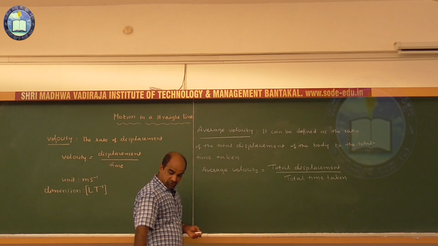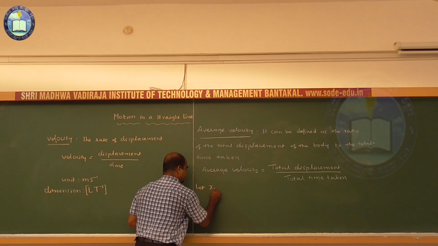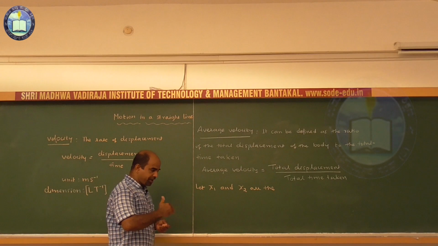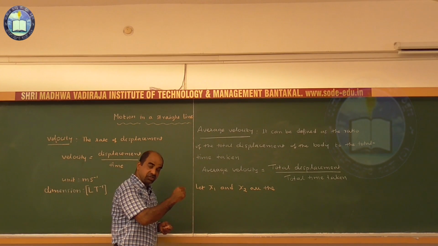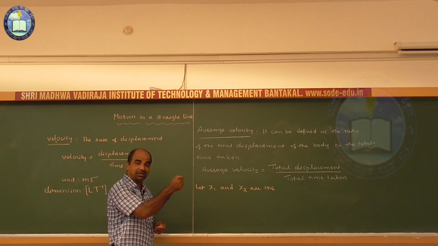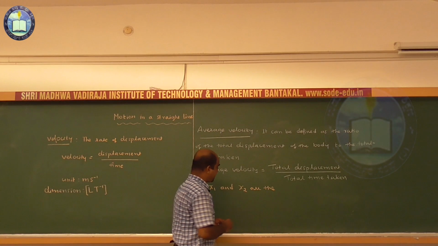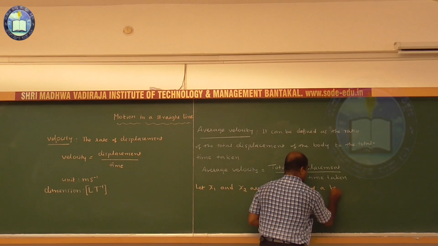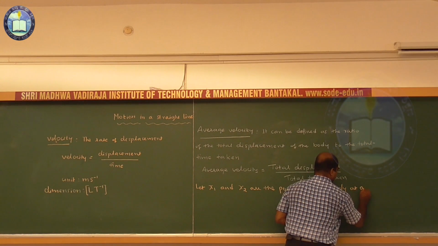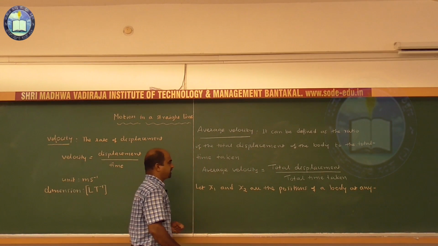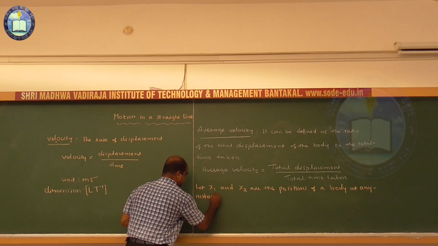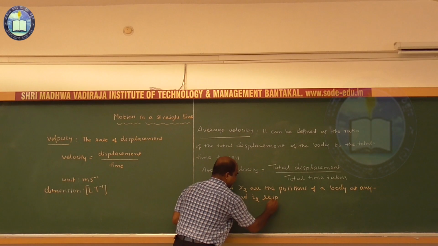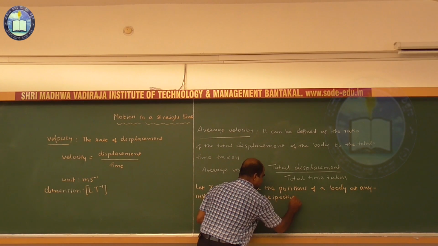Let x1 and x2 be the positions of the body at any instant, at times t1 and t2 respectively. We know that as long as a body is in motion, it continuously changes its position. Isn't it?